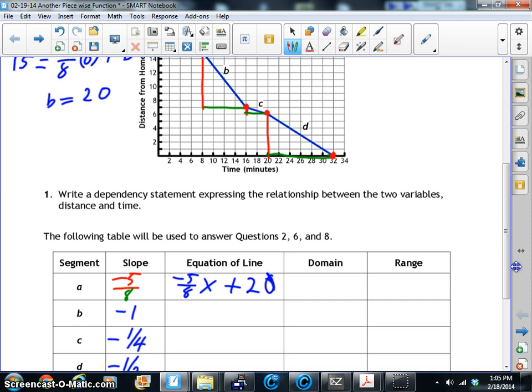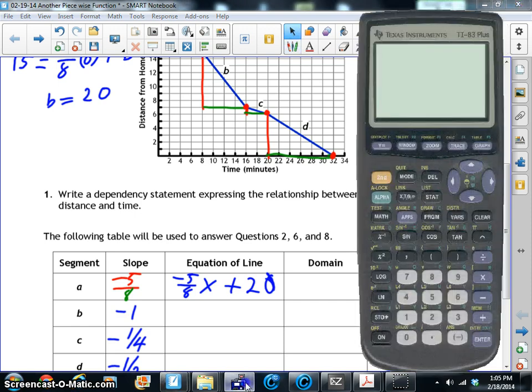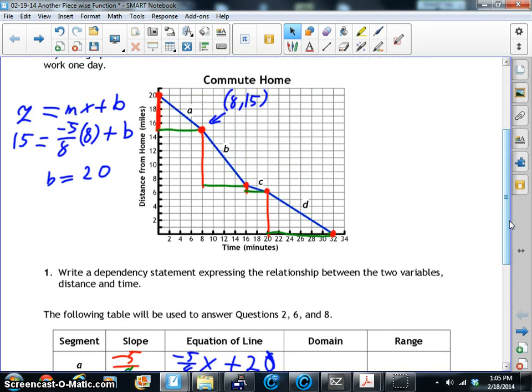Or we can use the recursion. We can actually use our calculator, and all we need is 2 points. For any line, all we need is 2 points.